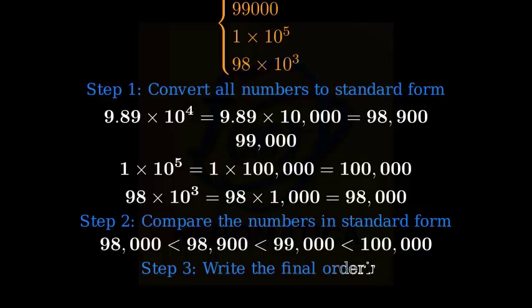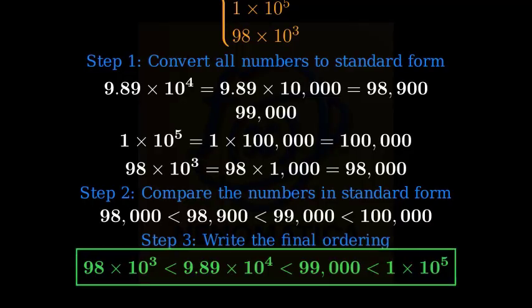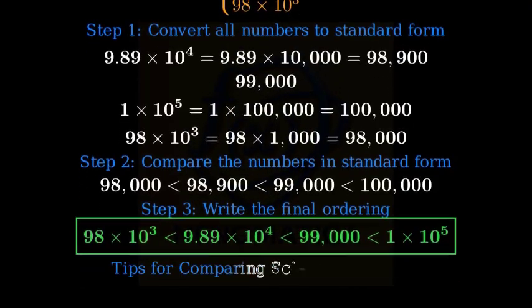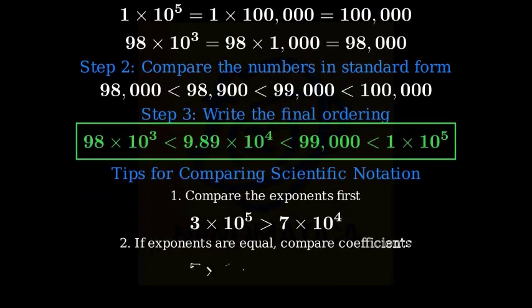Finally, we can write our answer using the original notations. The correct ordering from smallest to largest is 98 times 10 to the power of 3, 9.89 times 10 to the power of 4, 99,000, and 1 times 10 to the power of 5. Here's a helpful tip for comparing numbers in scientific notation. First, compare the exponents of 10. A larger exponent means a larger number. If 2 numbers have the same exponent, then compare their coefficients.